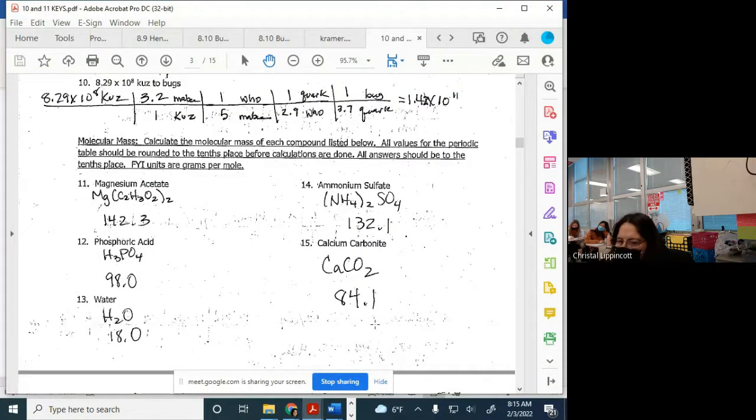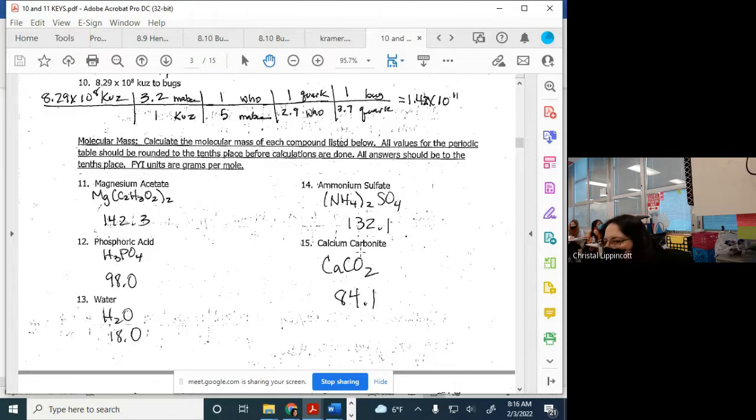All right, if you go back to your homework from last night and look at those things, if I wanted a mole of magnesium acetate, I would go and measure this much out. If I wanted a mole of water, I'd measure out 18 grams. If I wanted a mole of calcium carbonate, I'd measure out 84.1 grams. So these allow me to measure things in grams.